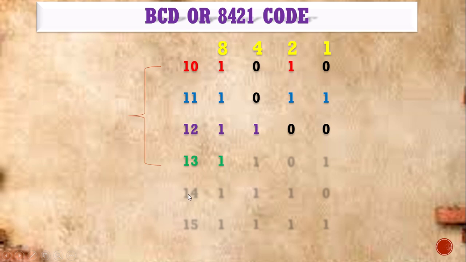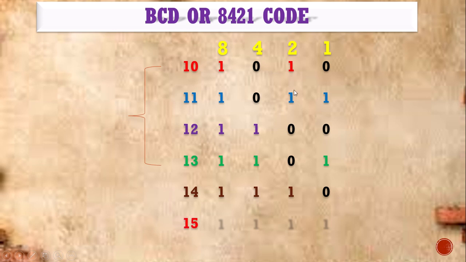And next one is 13. So how do you get 13 here? 8 plus 4 is 12, 12 plus 1 is 13. So 8 4 1 க்கு நேரா 1 போட்டுட்டு remaining 0. So the binary value of decimal number 13 is 1101. Then 14. How do you get 14 here? 8 plus 4 plus 2. So அந்த மூணு நம்பருக்கு நேரா 1. The remaining is 0.